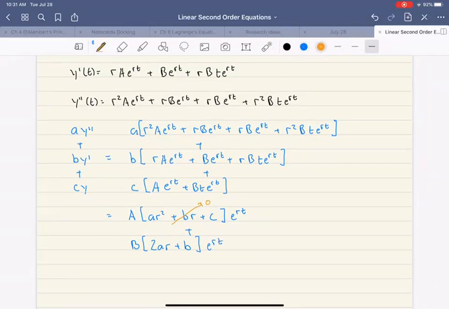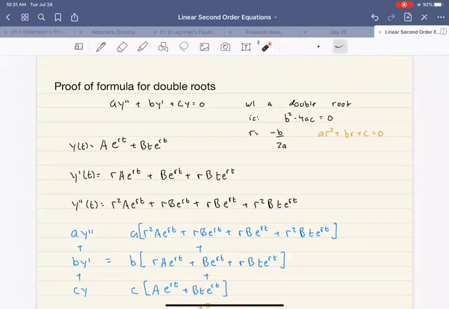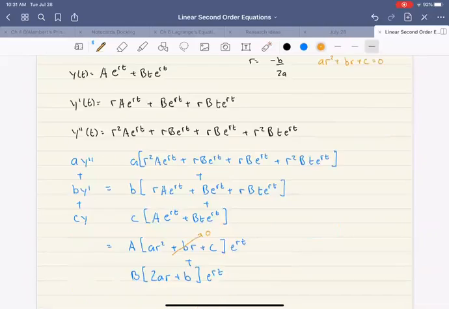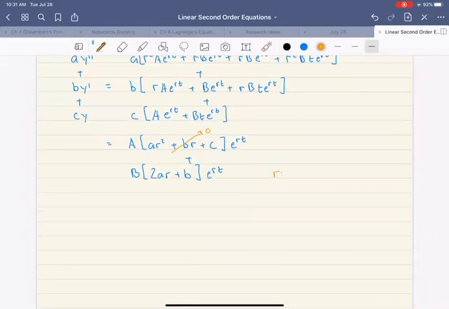Now remember, look at this. R equals negative B over 2A. That's equivalent to saying 2AR equals B, or 2AR minus B equals 0. Or actually 2AR, negative B, plus B equals 0. That's the ticket. That term equals 0.